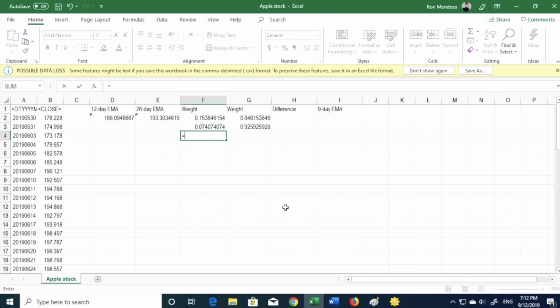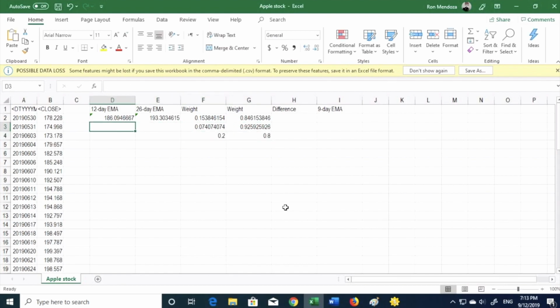We also have the 9-day EMA, same formula, 2 divided by 9 plus 1, and basically this is for the EMA of the difference between the 12-day EMA and the 26-day EMA.